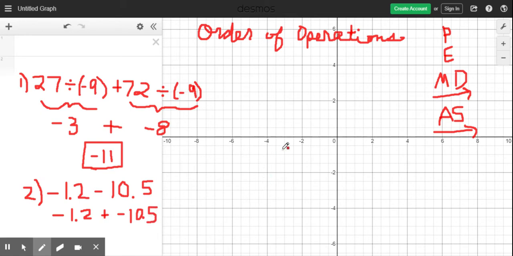Now, for some people, it's helpful to actually line up these problems vertically when you've got decimals. So let's do that, -1.2. And when you line it up vertically, you need to make sure that you've got the place values all lined up and the decimals lined up. So let's consider our place values here.